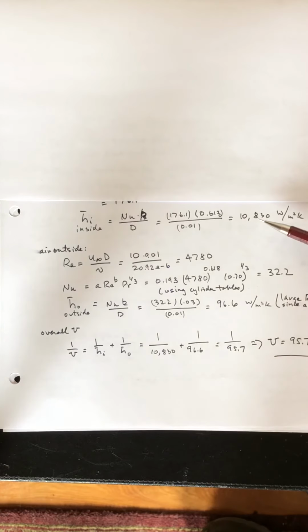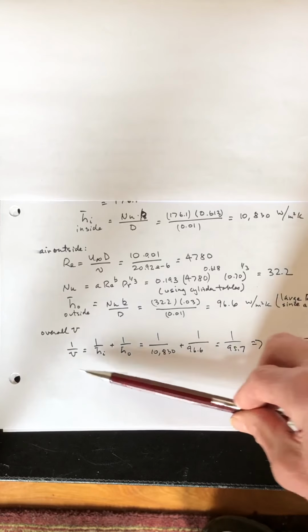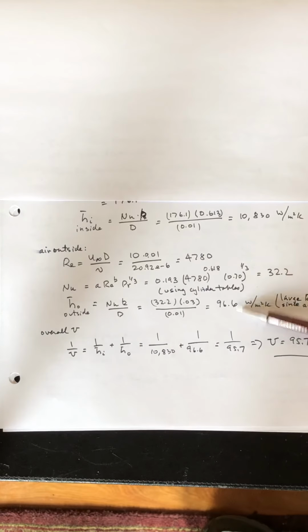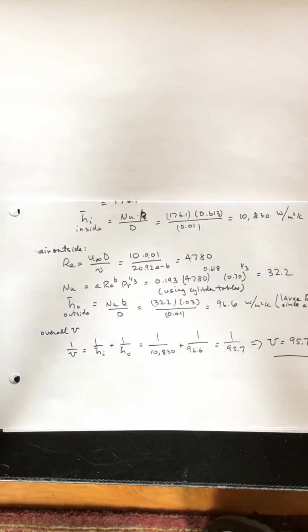Inside, it's 10,000 or more, and outside, it's around 100. So the largest resistance, of course, is on the air side, which means when we compute the overall conductance, it really won't be much different than 96. And sure enough, when we do that, it comes out to be 95.7. Hasn't changed much at all.